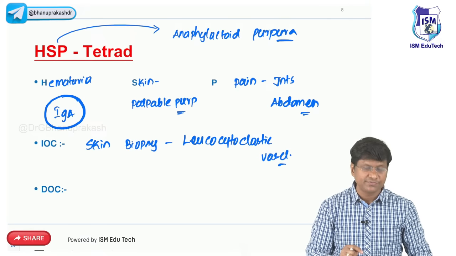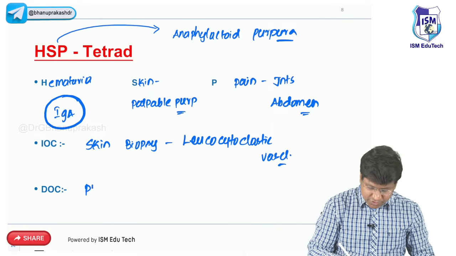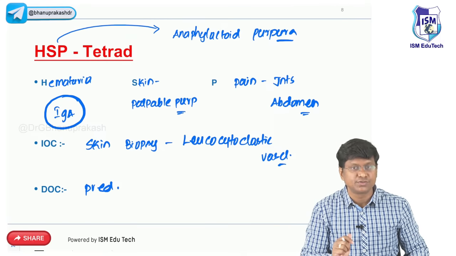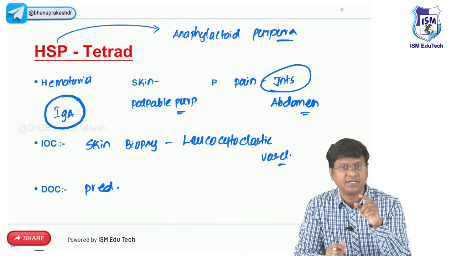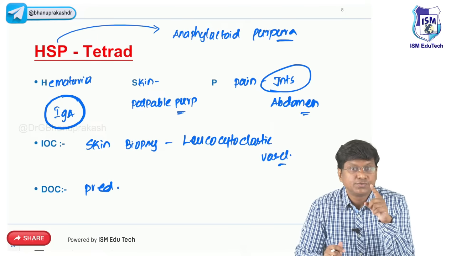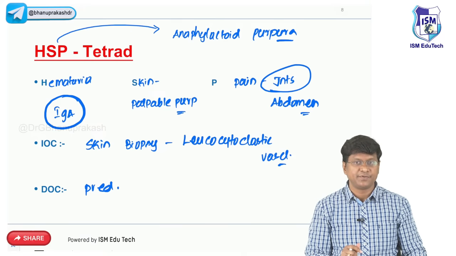That is the investigation of choice in case of Henoch-Schönlein purpura. Then what is the drug of choice in case of Henoch-Schönlein purpura? That will be the steroid, that is, prednisolone is given. Now, whenever you are talking about the pain within the joints, let me tell you which particular joints are commonly affected here. It is mainly the joints of the lower limbs, right? The two large joints of the lower limbs are commonly affected in case of Henoch-Schönlein purpura, right?